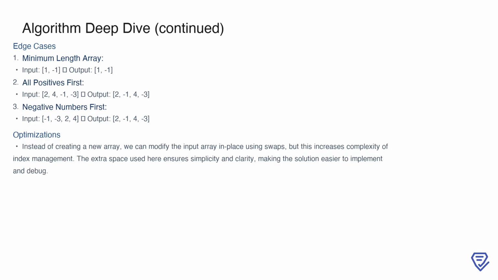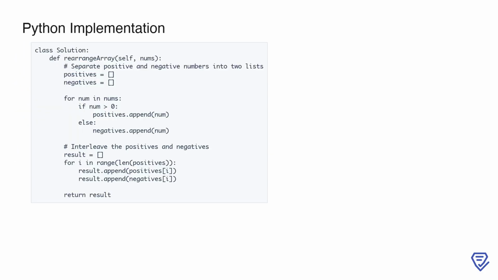This Python implementation solves LeetCode problem 2149, rearrange array elements by sign. The goal is to rearrange an input array such that positive and negative integers alternate, starting with a positive integer. The input array is guaranteed to have an even length, and it contains an equal number of positive and negative integers.